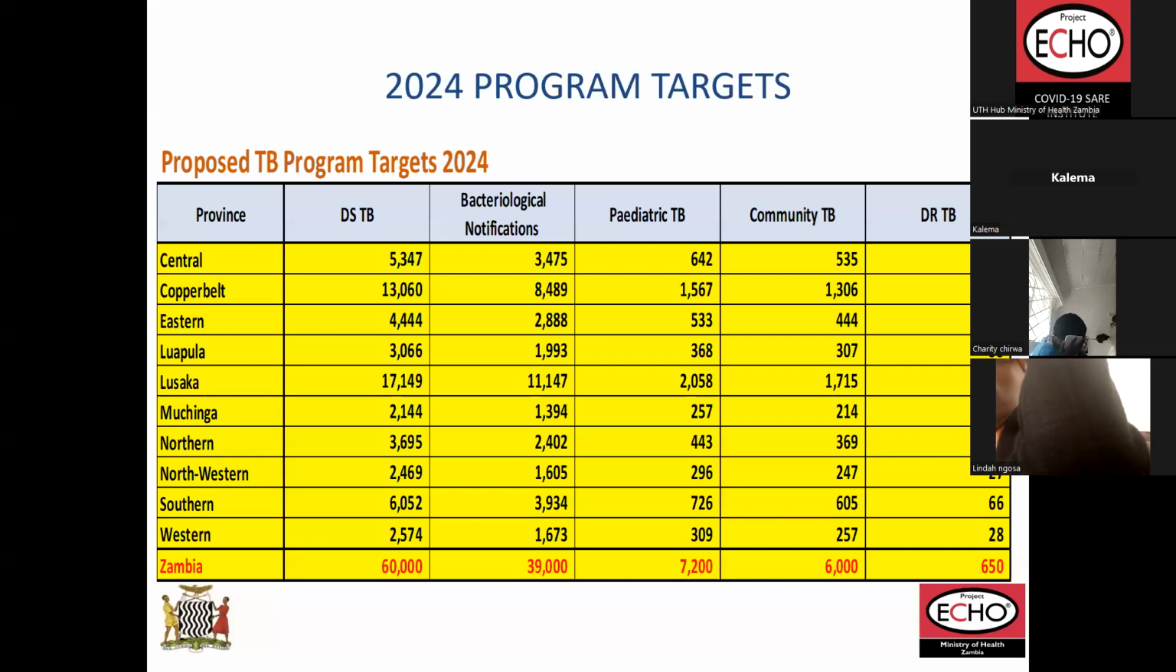But of importance, we've emphasized the role of community contribution to our notification. So we've also given a target there of about 10% to be coming from the community, which translates to about 6,000 cases distributed like that. So from those notifications, contributions that are happening from the community aspect, those of us who are NGOs helping us with the community, we should make sure that we use the right registers and the right reporting so that we capture that information.